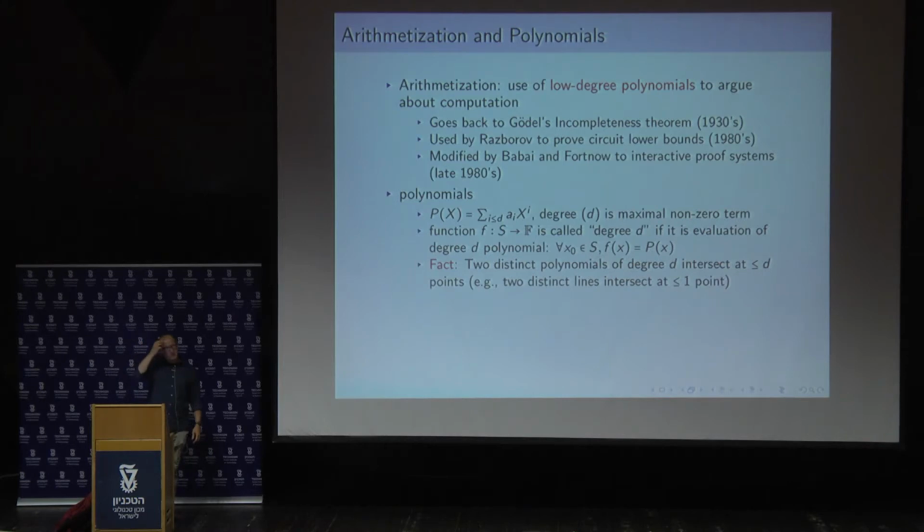And here's a very useful fact that I won't prove. Well, we could prove it about lines. We know that two lines, if they're not the same line, will intersect at most at a point.